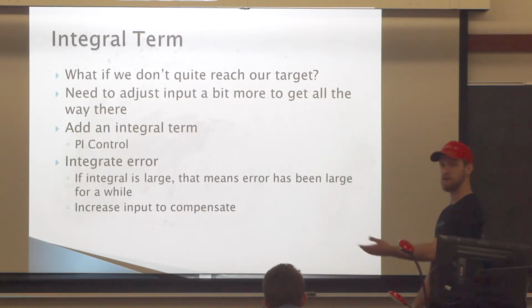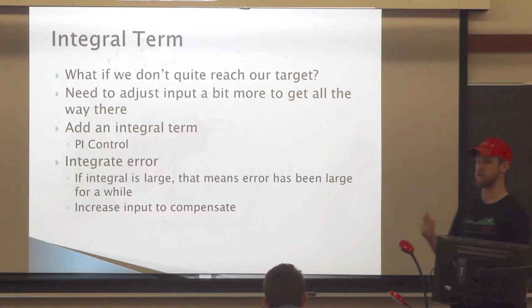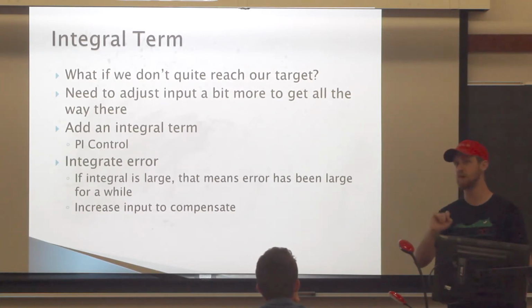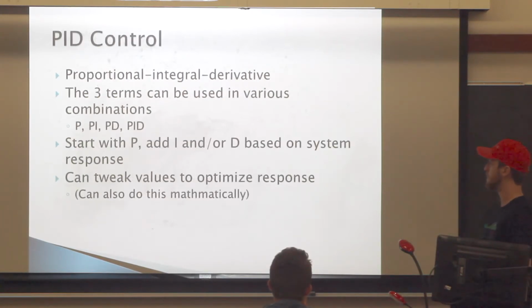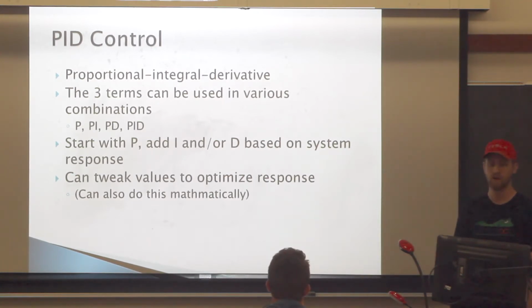So you're running up to them, because you're far away, you slow down because you start to get closer, but you're still a little ways behind them, so you speed up just a little bit to close that last distance. That's basically what happens here. And so all three together is PID control: proportional, integral, derivative.